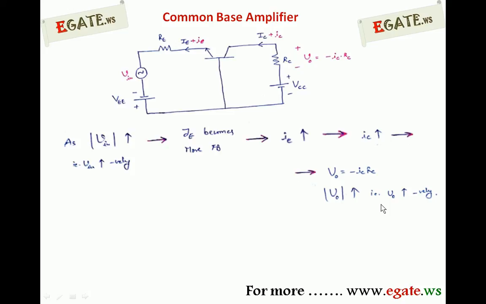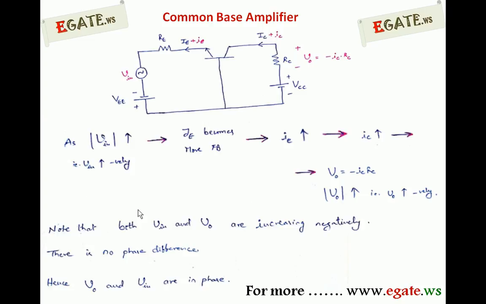So as V input is increasing negatively, V0 is also increasing negatively. In the opposite case, when V input reduces negatively, V0 also reduces negatively. So the polarity of V input and V0 are the same, which implies that output and input are in phase. There is no phase difference between V input and V0. Both are increasing negatively or both are decreasing negatively. That implies V0 and V input are in phase, that is, there is a 0 degrees phase difference between input and output.